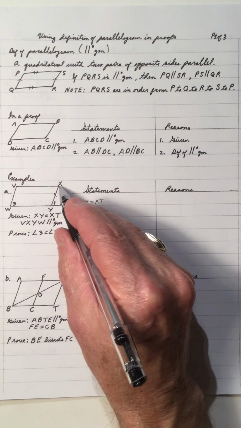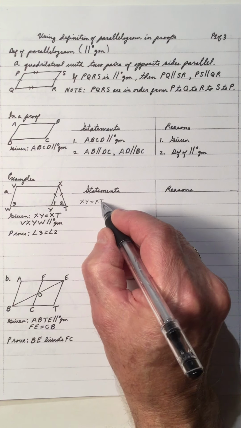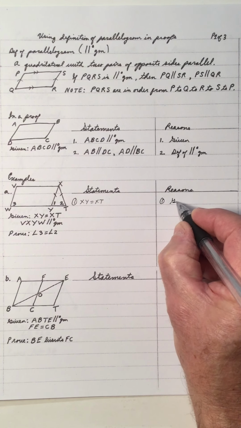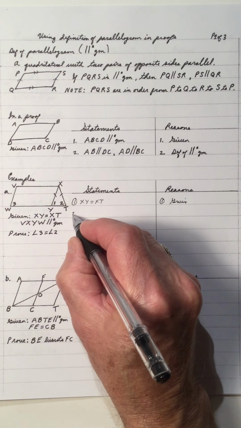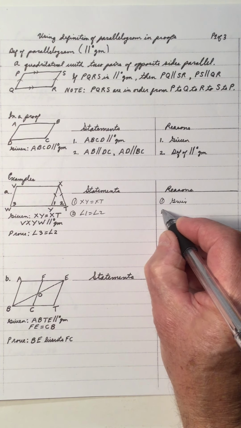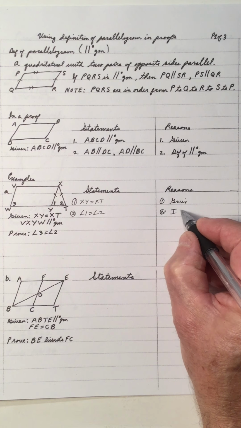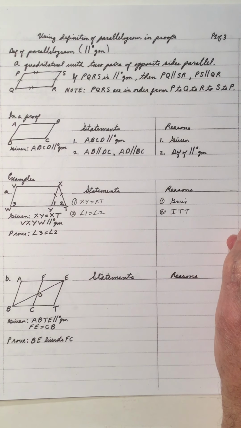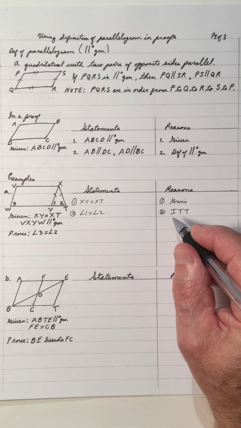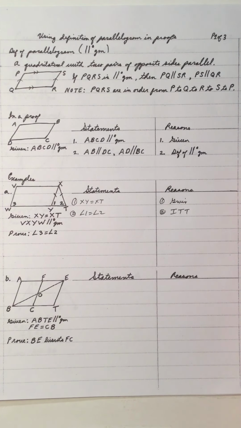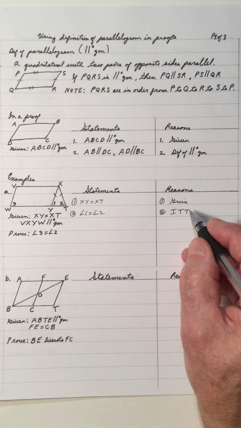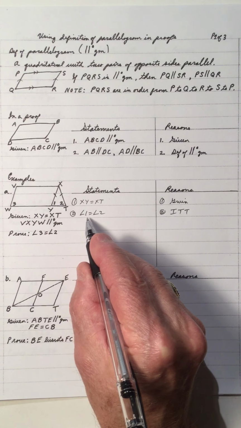So here we go. XY is equal to XT. So that's number 1, and that's a given. And as a result of that given, I have angle 1 equals angle 2. And the reason for that is what I call ITT, Isosceles Triangle Theorem. Again, this comes out of the congruent triangle unit. Very important to look at the congruent triangles unit. So we have 1 equals 2.